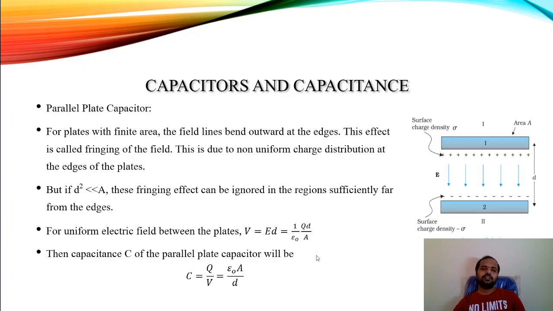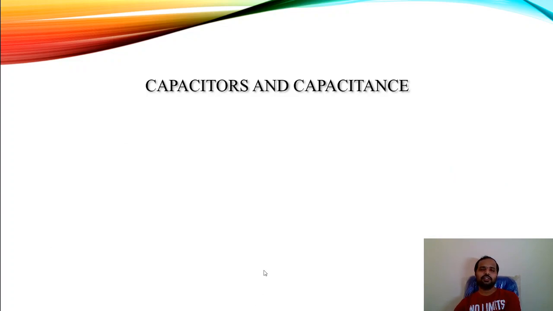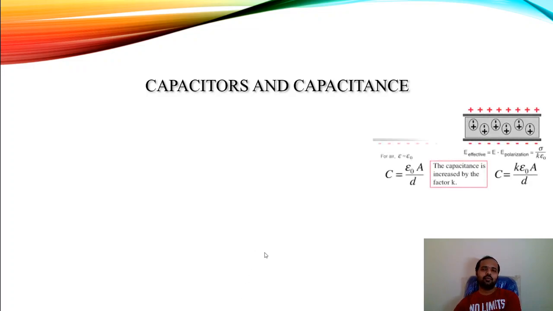We already know that the capacitance of a capacitor is C equals Q by V. So this will be equal to epsilon naught into A by d. This is the general equation which gives us the capacitance of a parallel plate capacitor. Now this is the expression for the case where the capacitor is filled with vacuum or air. Now what if we fill the gap between the two plates with a dielectric medium?